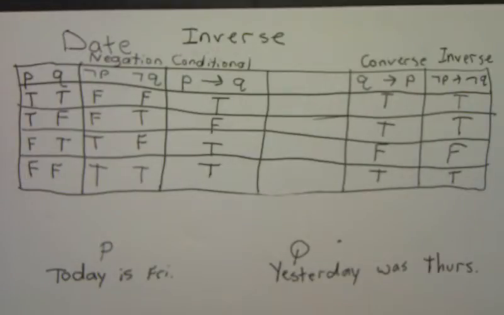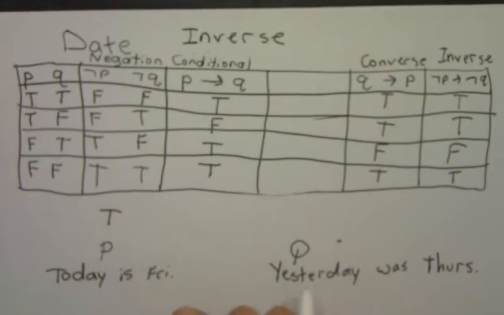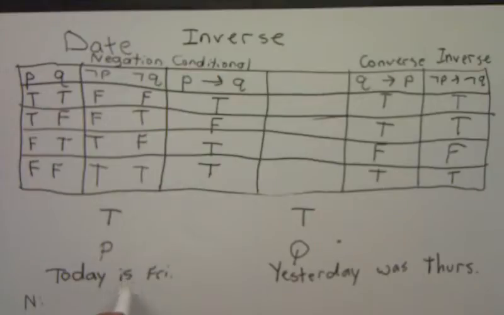Alright, let's look at it. If today is Friday, and we're going to have to assume that that's true, this says yesterday was Thursday. Well, if today's Friday, then yesterday is Thursday. That's true. Now my negate, remember, I have to say the opposite. Since the conditional is today is Friday, negate is going to say today is not Friday. So that's going to be false. And this is going to say, if today is not Friday, yesterday was Thursday. I have to say the opposite. Yesterday was not Thursday.